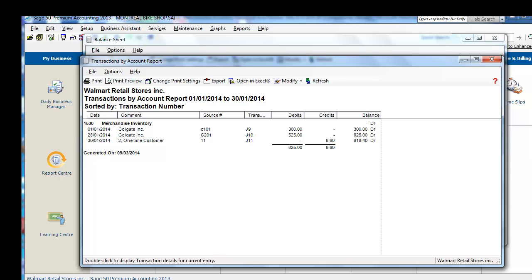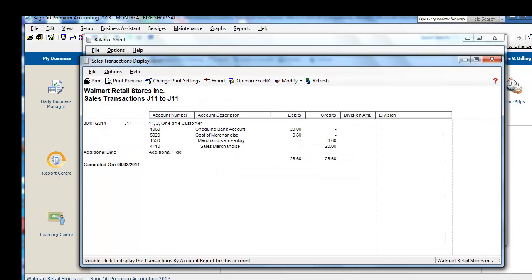And the entry for this, obviously, was debit the cost of the merchandise as an expense and credit the merchandise inventory $6.60.